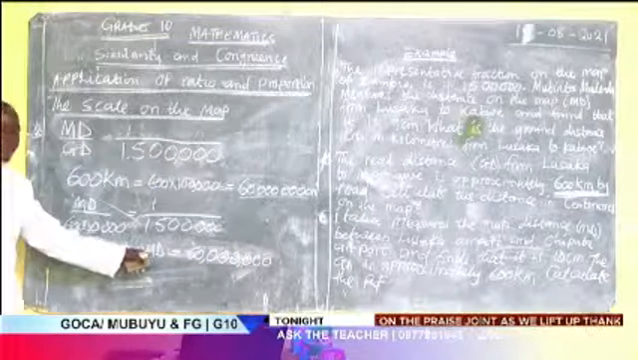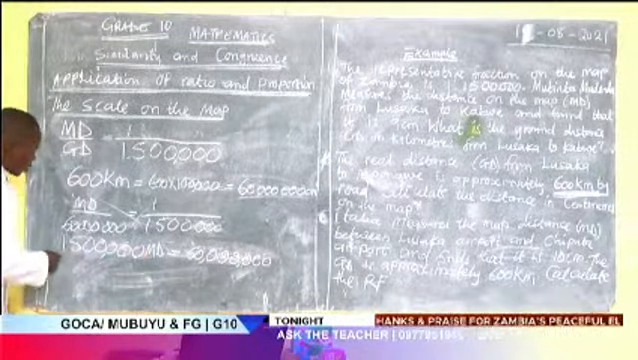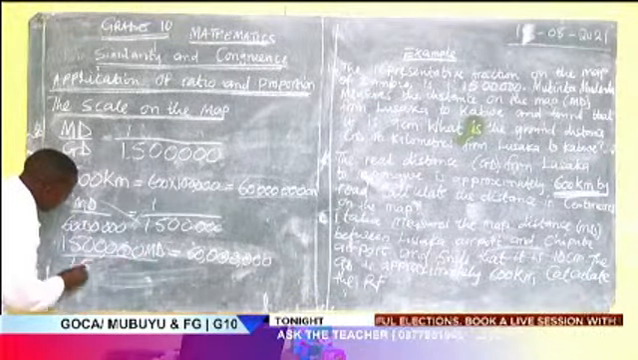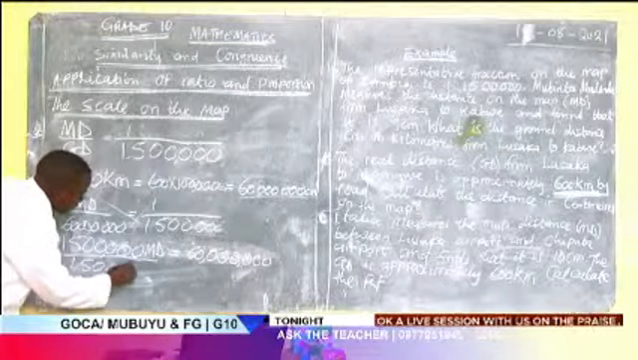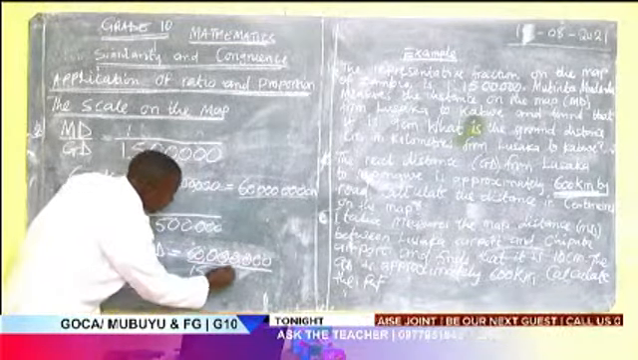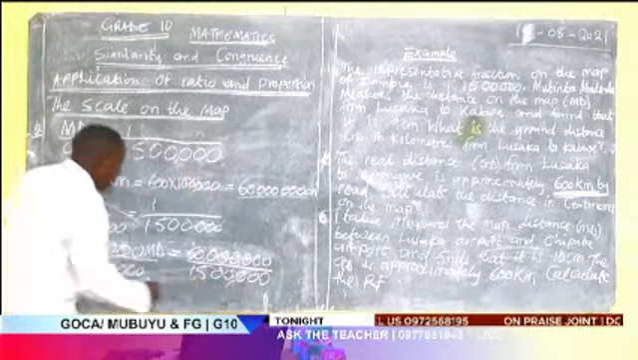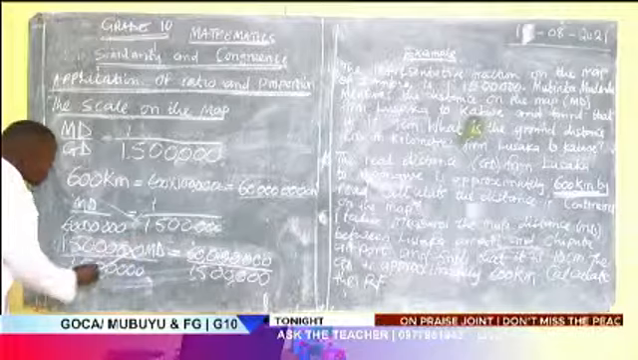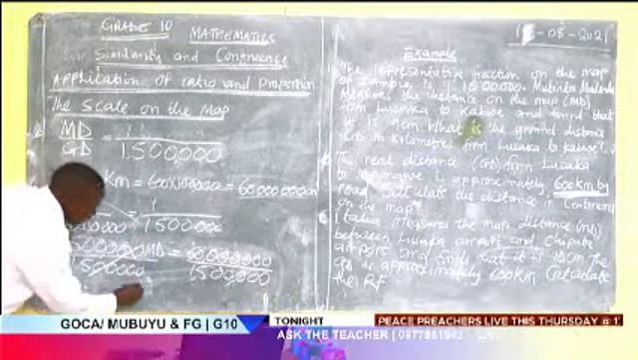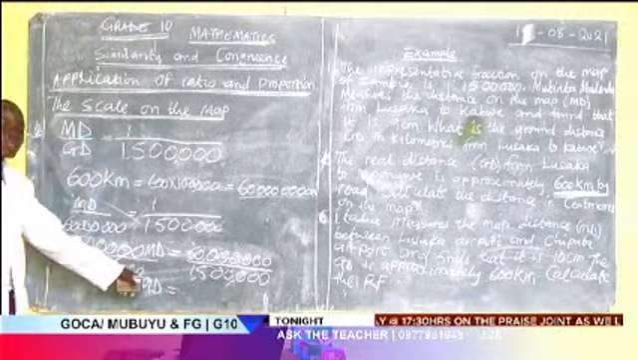In order to find MD here, we have to divide both sides by 1,500,000, like this, so that this part here will cancel. What I'm going to remain with is MD, which is the distance on the what?